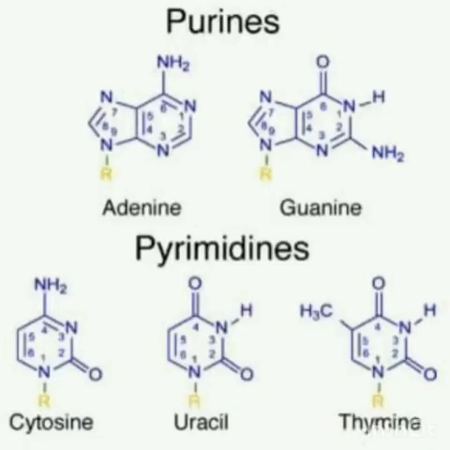But in RNA, thymine is replaced by uracil. Thymine is unique for DNA while uracil is unique for RNA.